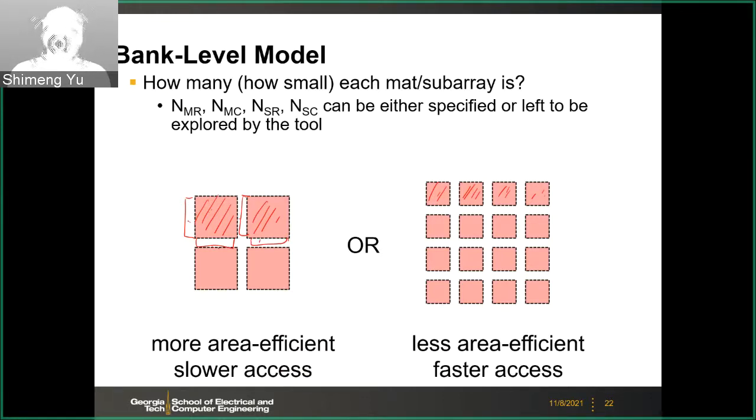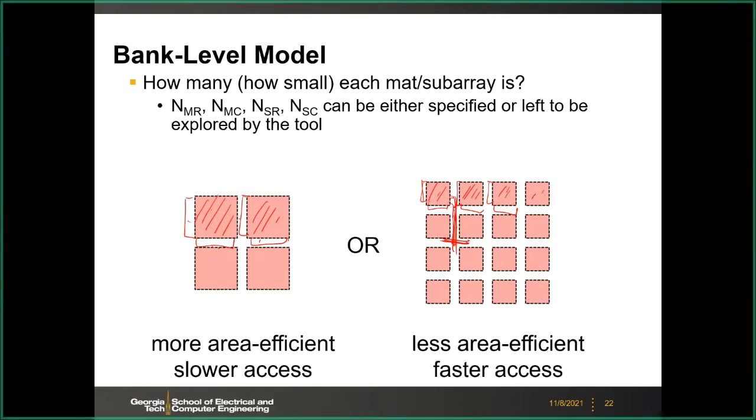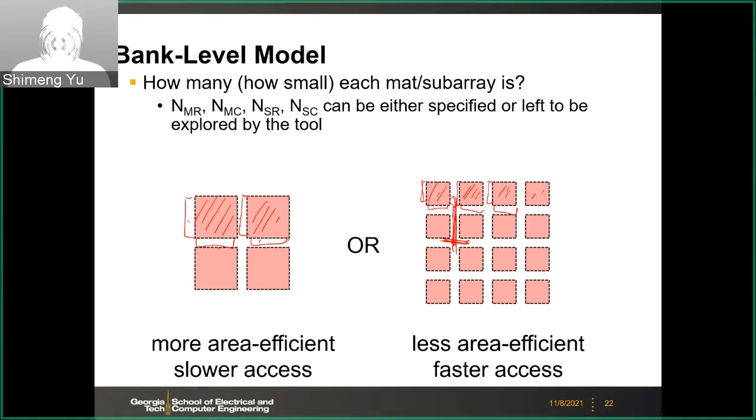So for the right-hand side, you will have more of those peripheral circuits because you need them for each, and then you need to add them up, or you need to communicate between. So you will have more of those inter-array peripheral circuits. And also even from the decoder point of view, right?